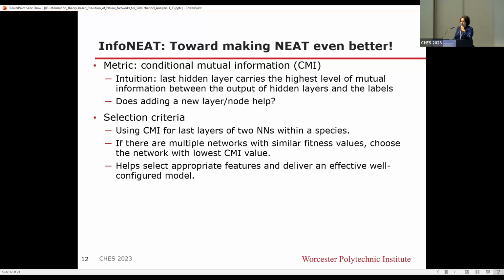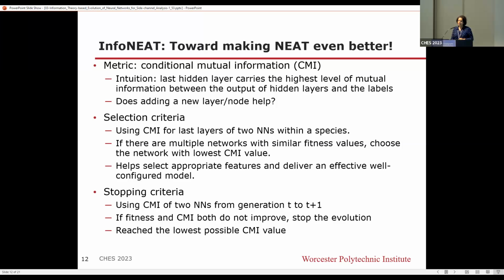And this criterion is applied, first of all, to select which neural network from which species should be chosen. When you evolve all these neural networks together, there are many of them coming with the same fitness level, but we have observed that the level of learning is not the same for different neural networks. And we used CMI to find the best genome, the best neural network, from the possible species.